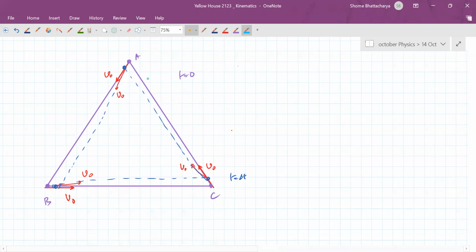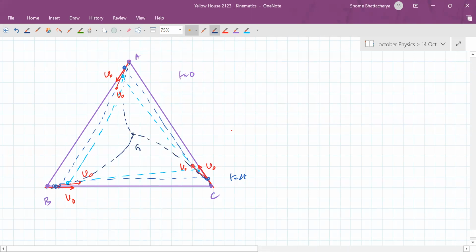So now a little bit later, they would be located like this, forming an even smaller equilateral triangle, and again with velocity vectors having turned. So like this, they will follow individual paths. They are somewhat like this, and eventually collide at the centroid at some time t.